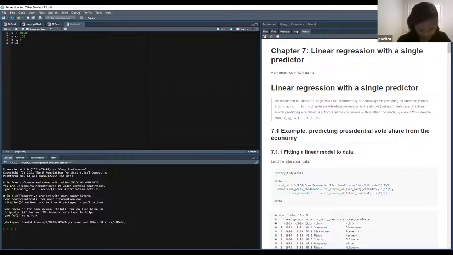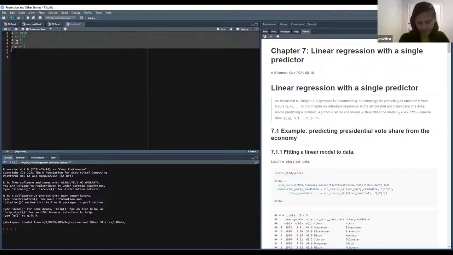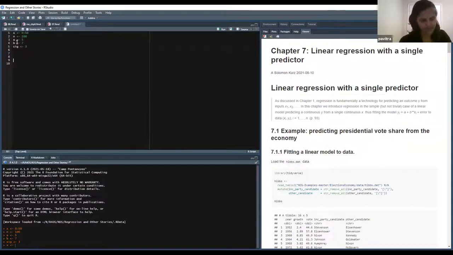And then your sigma is 3. And then you would, I guess you don't need to explicitly say mean 0 because that's already implied in your error distribution, that it would be a mean 0. So then your y is a plus b times x plus sigma times rnorm of n.